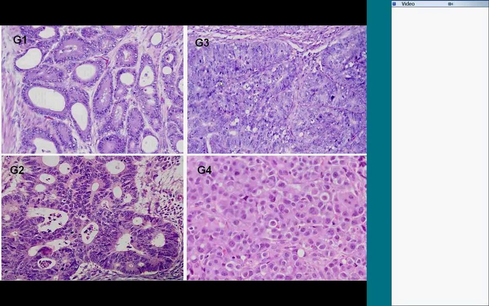In grade 1, you can see that it's a tubular forming cancer, all gland forming essentially. Grade 2, at least 50% gland forming. Grade 3, less than 50%. And grade 4, essentially no glands in the histologic field.